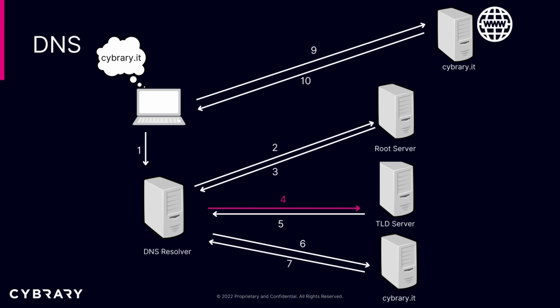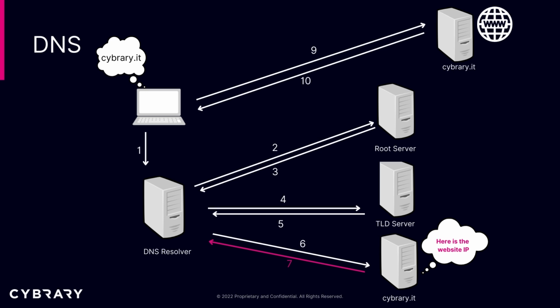So the DNS resolver queries the TLD server, and the TLD server responds back, go to the cybrary.it name server. So it points the query to the cybrary.it name server. Okay, great. So now the DNS resolver knows where to go. It's going to the cybrary.it name server, and it's making the request of the name server. And the name server responds, yeah, I know where that website is. Here's the IP address. So it gives the IP address to the DNS resolver.